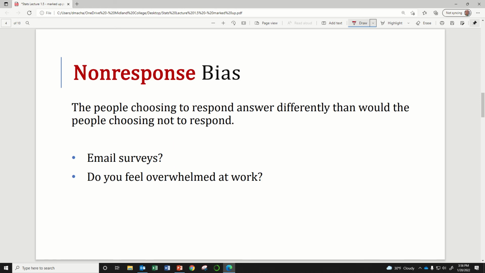Different type of bias here, we have non-response bias. In this bias, it means the people choosing to respond answer differently than the people who choose not to respond. So just kind of a silly example, maybe if you tried to conduct a survey over email and you asked people the question, do you read every email that you receive?